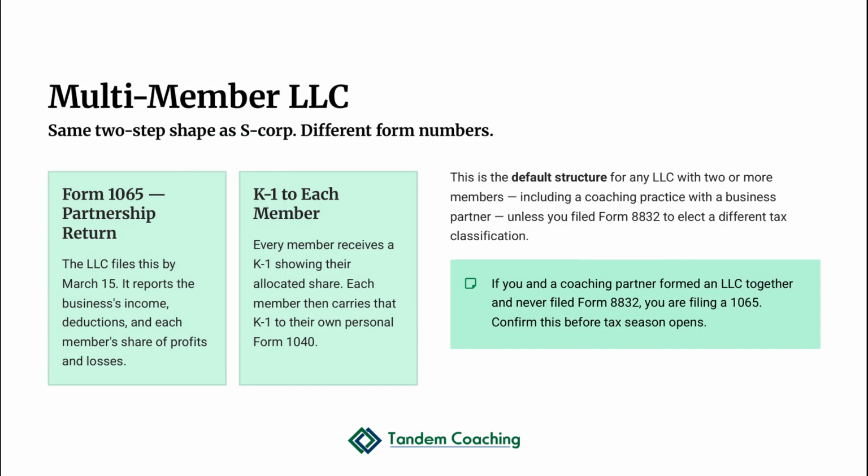Path 3 looks structurally like Path 2, but the document on top is different. A multi-member LLC is a partnership for federal tax purposes by default, so the entity files Form 1065 by March 15th. The partnership doesn't pay tax itself. It produces a K1 for each member showing their share of profit, loss, and any special allocations. Each member then carries their K1 to their personal 1040. 2 coaches in a partnership means 2 K1s, 2 personal returns, 1 entity return. If you have a coaching partner and you've been filing 2 separate Schedule Cs, the entity and the return don't match.